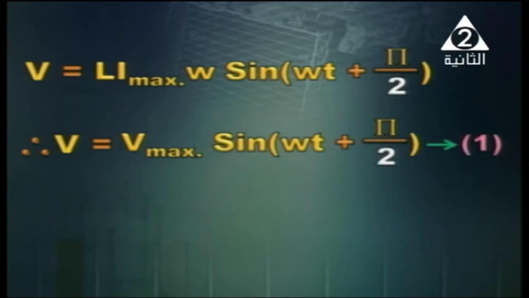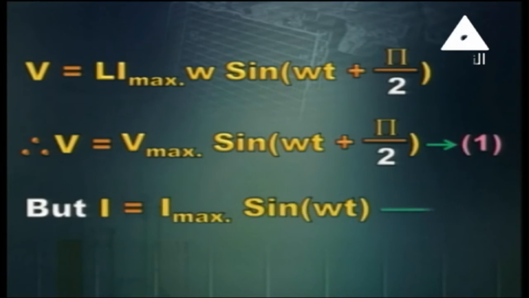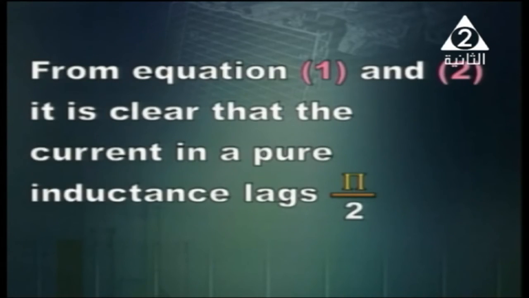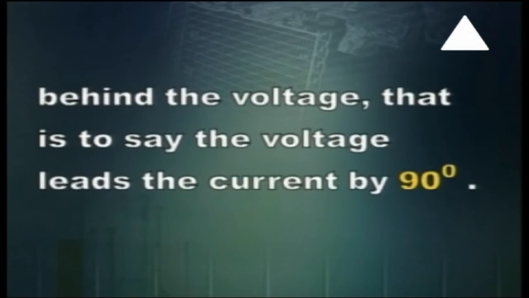This is the first equation. This is the equation that gives the voltage. And what about the current? I is equal to I maximum sine omega t. If we compare the two angles, in the first equation we've got sine of omega t plus pi over 2. In the second, sine omega t only. So it is clear from equations 1 and 2 that the current in a pure inductance lags pi over 2 behind the voltage. That is to say, the voltage leads the current by 90.